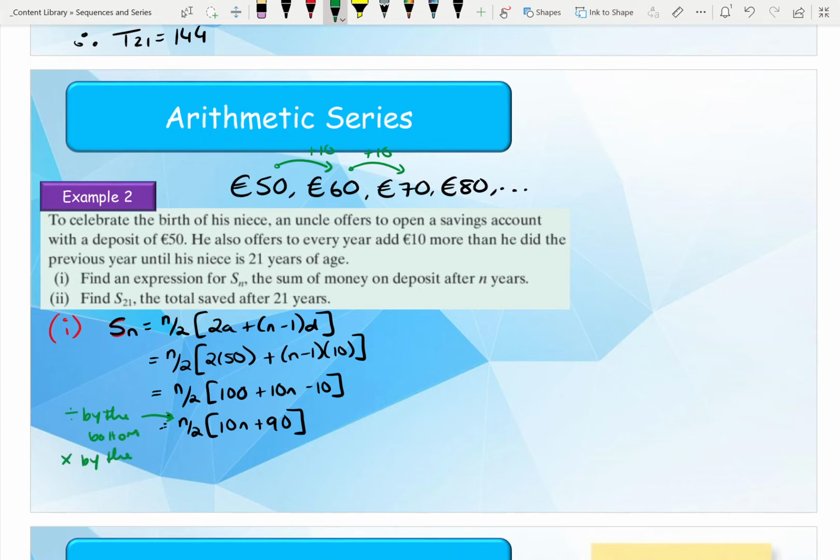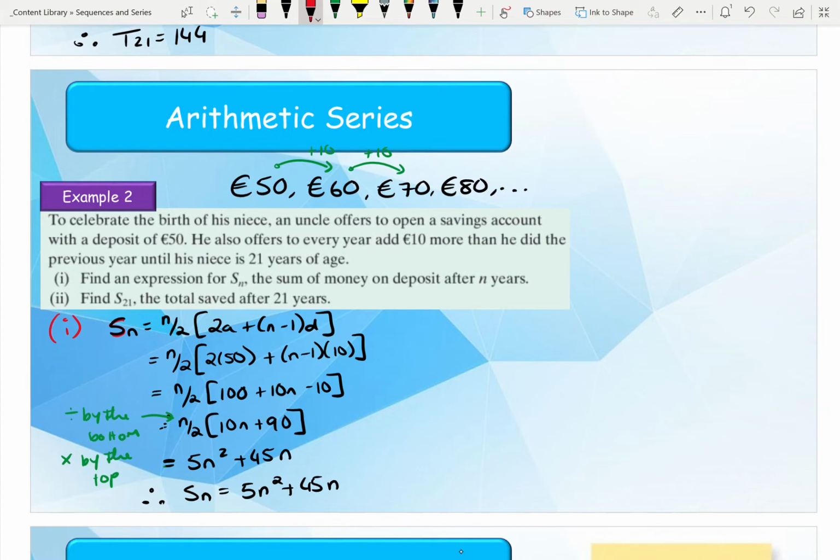Now, to divide by the bottom here, we divide by 2. So 2 goes into 10 5 times, and then we multiply it by n, which means I get 5n squared. 2 goes into 90 45 times, multiply it by n, gives me 45n. So at the end of all this now, I have therefore Sn is equal to 5n squared plus 45n, which we're now going to use for part 2, where it says find S21.